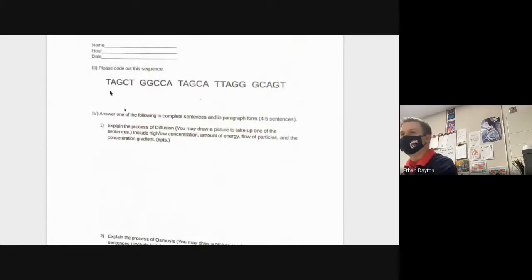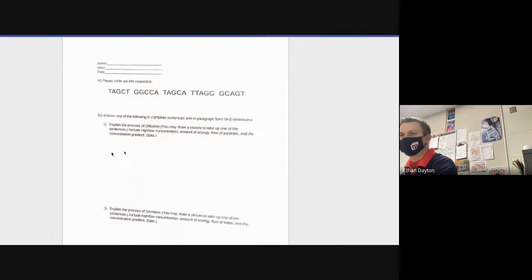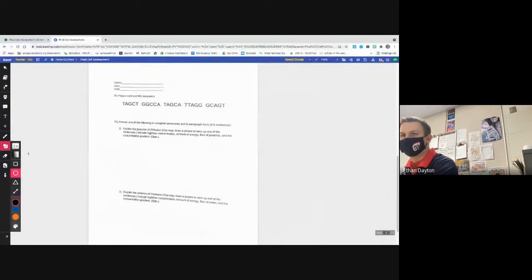Then on the next page, please code out this sequence. So you have to do it below. I want to do something like this. I want to make a box. So you don't have to make a box, people. I'm just making a box. I'm telling you where to put it.